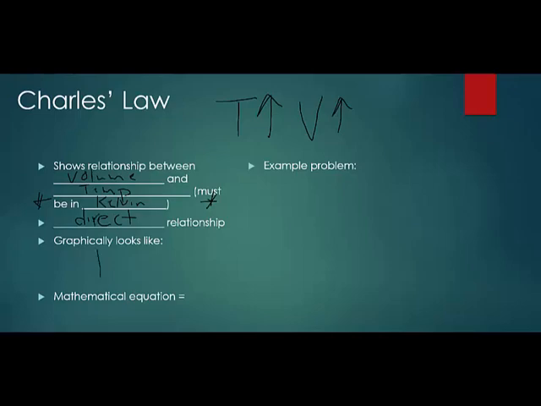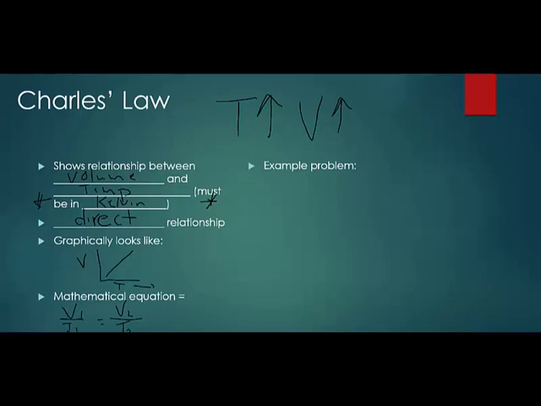And graphically, what does a direct relationship look like? Let's just say I put the temperature down here, and I put my volume over here. As the temperature goes up, the volume goes up, and that is a linear relationship. So temperature and volume graphically would look as it does on the screen. As with Boyle's law, we can also put this into a formula. The formula for Charles's law is V1 over T1 is equal to V2 over T2.